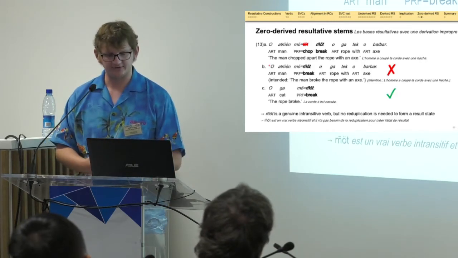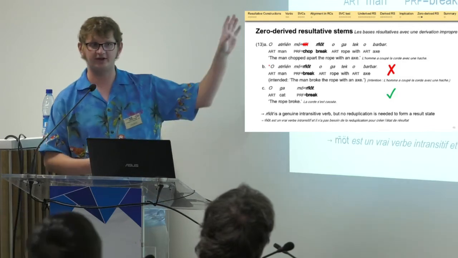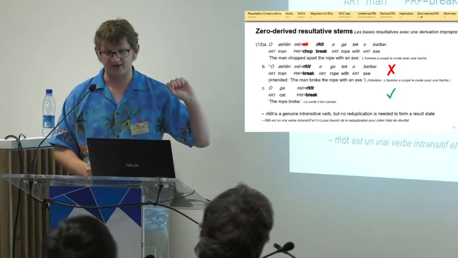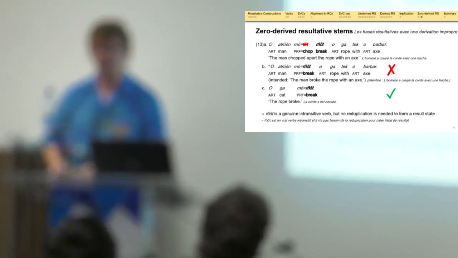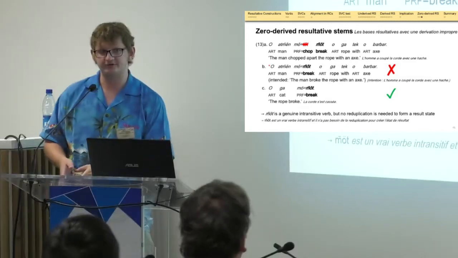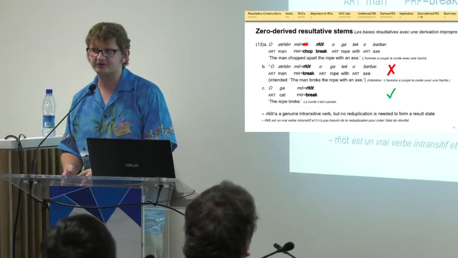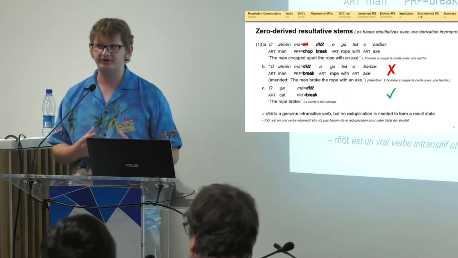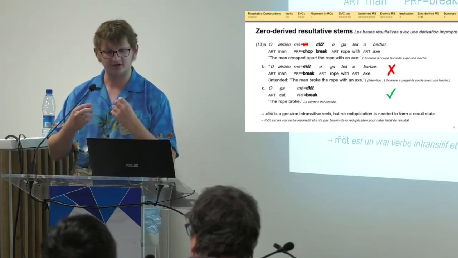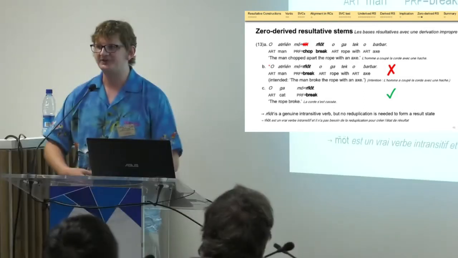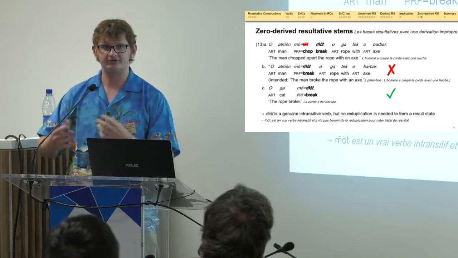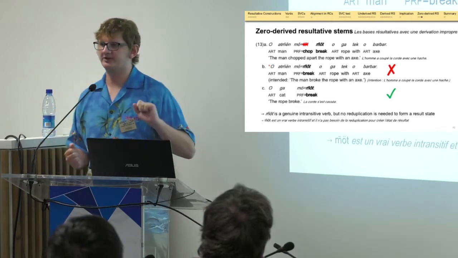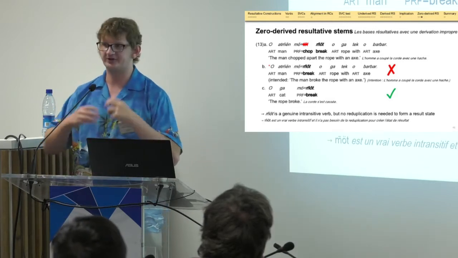However, what you do get is you can use the second element, this resultative stem, as a verb on its own, like an intransitive verb. So what do we do with this? Do we call it a serial verb construction, or do we call it something else? Well, we know that moed is a genuine intransitive verb, but you don't need reduplication to form a result state for this. So that's why we just call it a zero-derived resultative stem.